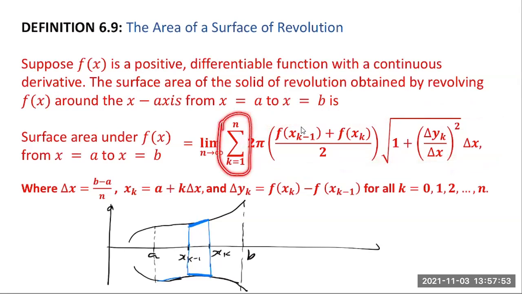The sum goes from 1 to n, and then at the end of the day you take the limit as n goes to infinity to find the exact area. When you take n to be bigger and bigger, you get more accurate answers. So that's the idea.